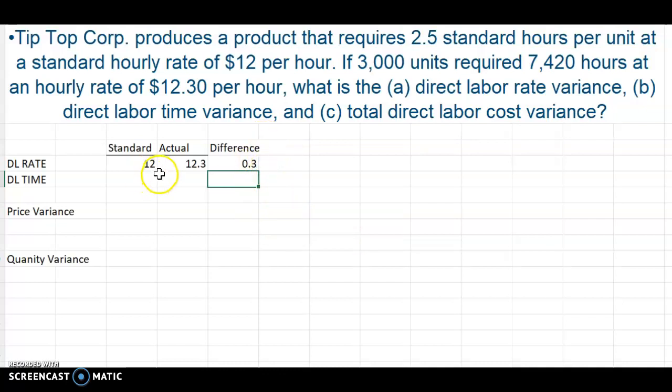So let's see if this is favorable or unfavorable. I thought I paid 12, but I actually had to pay them $12.30. I paid them more, so this would be unfavorable.